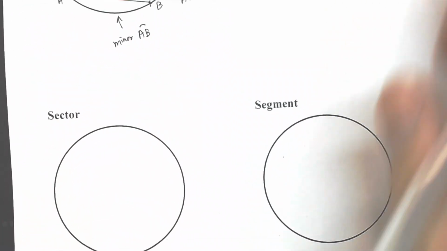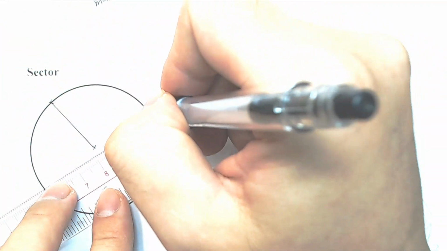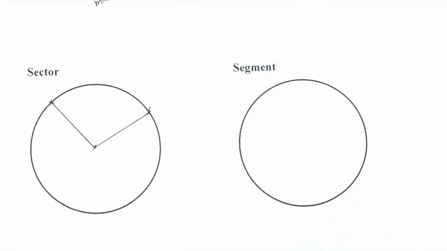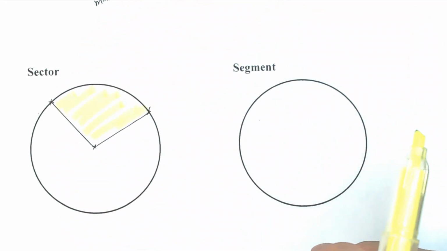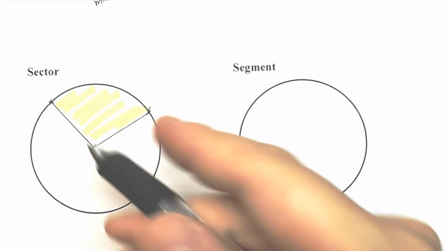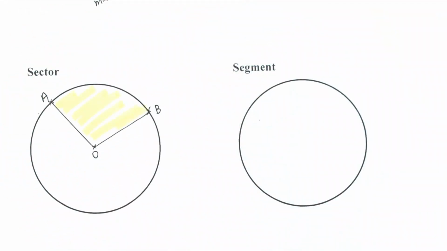Now, if we join 2 points on the circumference to the center of the circle, and then we have a shape, this yellow part is called the sector, and is formed by the center O and the points on the circumference A and B.